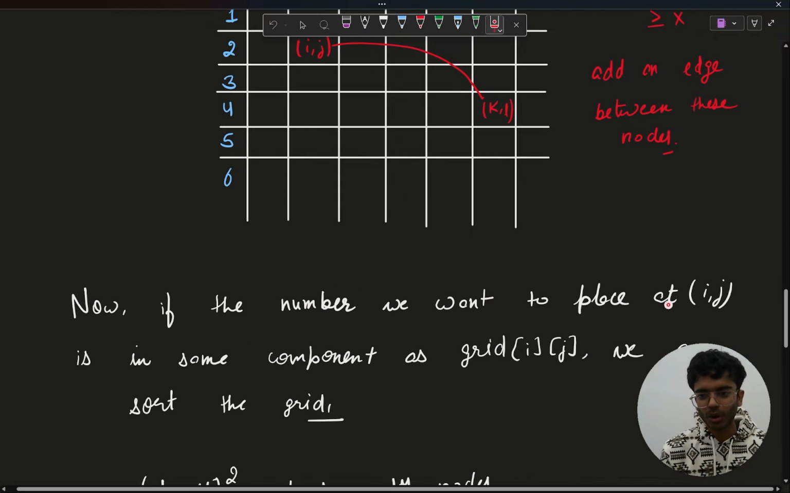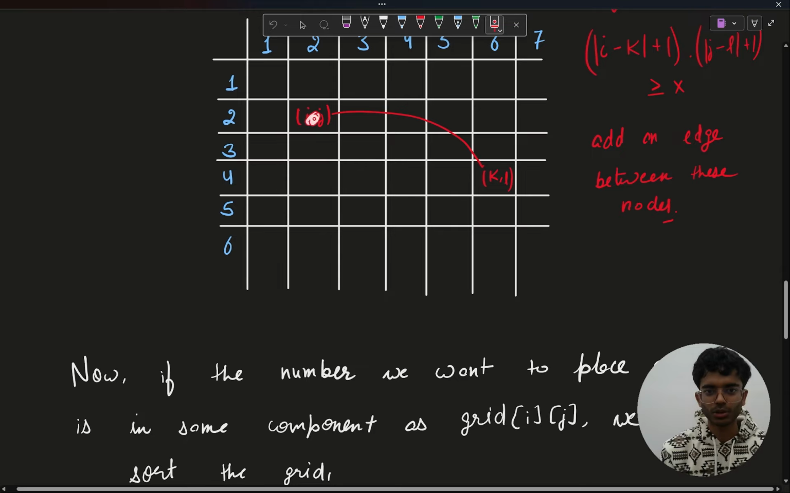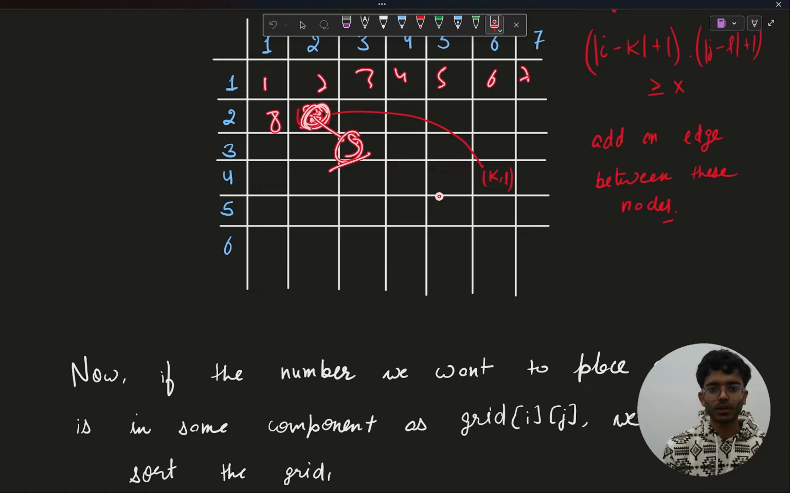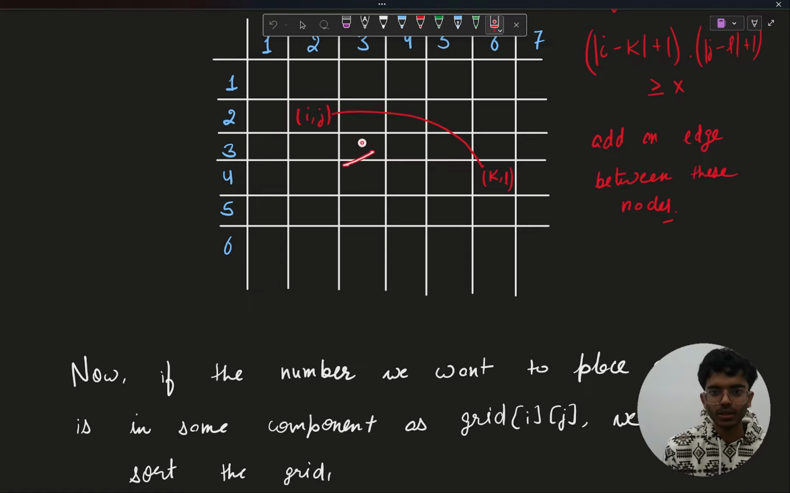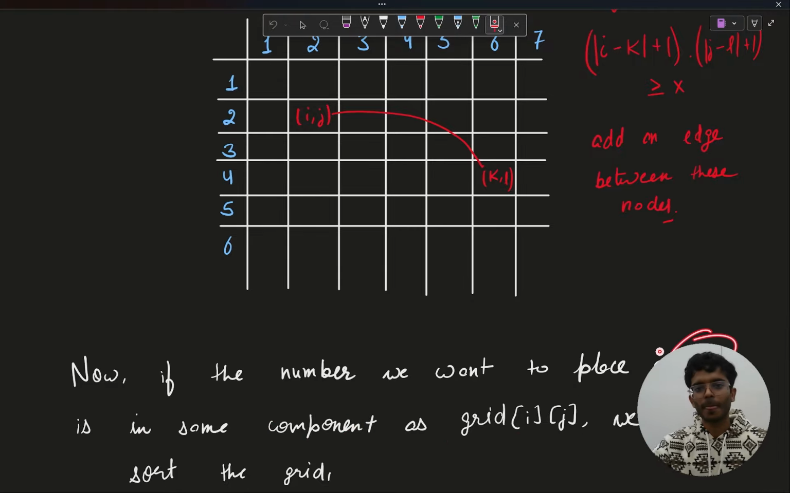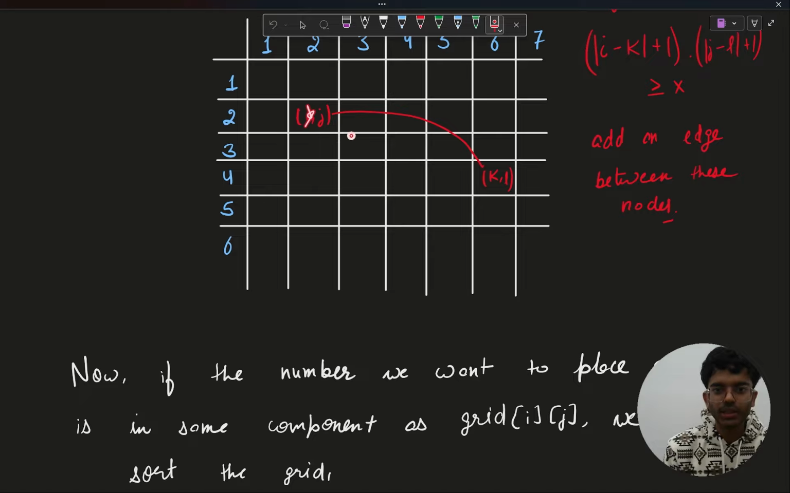So if there is some number we want to place at i comma j, for example, for here the number we want to place would be 1, 2, 3, 4, 5, 6, 7, 8, 9. So the number we want to place at this location is 9, right? So if this 9 and the number which is already present at this position belong to the same connected component, then we can sort the grid if this is true for all the values of i comma j, right? So the number which needs to be placed here and the number which is already here are in the same component.